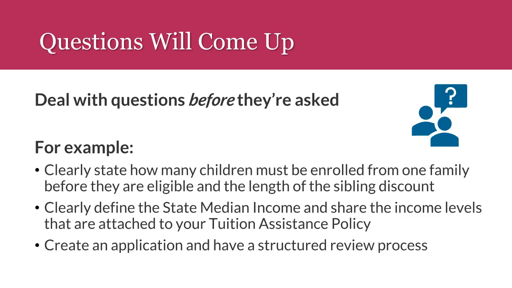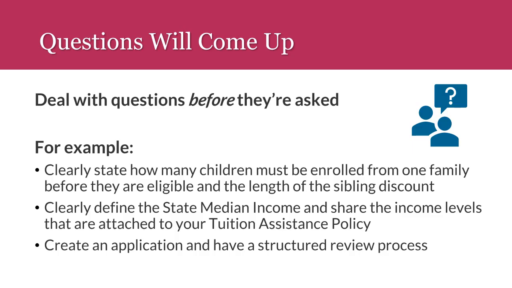Similarly, if you are offering a sibling discount, clearly state how many children must be enrolled from one family before they are eligible and the length of the sibling discount, whether it is for the family's entire enrollment or a shorter period of time. Be sure to do the math for different situations to see the economic impact on your program. If you are offering assistance based on financial need, clearly define the state median income and share the income levels that are attached to your tuition assistance policy.